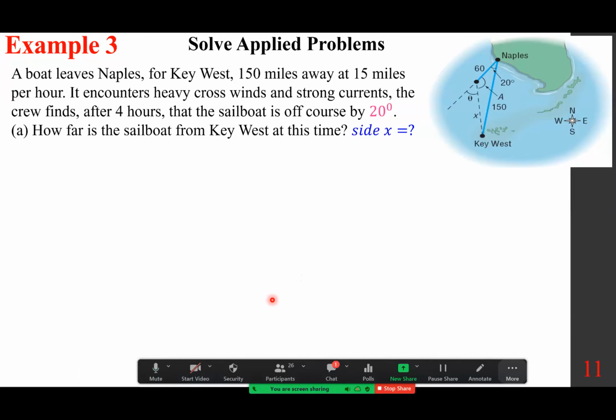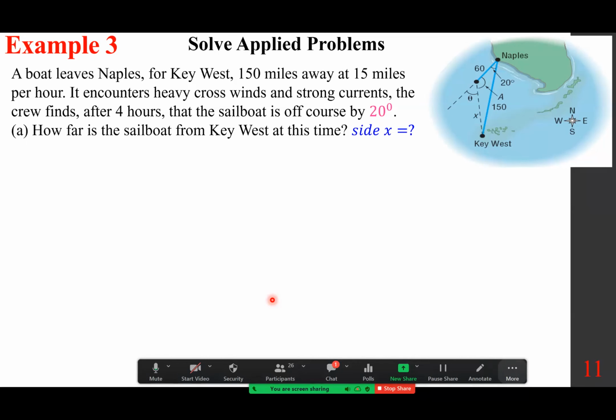A boat leaves Naples for Key West 150 miles away at 15 miles per hour. It encounters heavy crosswinds and strong currents. The crew finds after 4 hours that the sailboat is off course by 20 degrees. How far is the sailboat from Key West at this time?